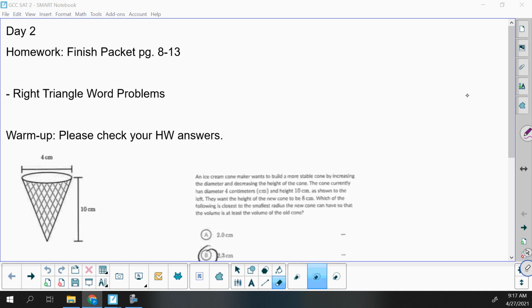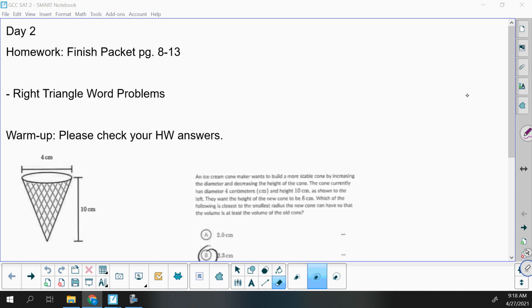Welcome to day 2 of our SAT problems that involve geometry, things that we have seen this year. Your homework will be to finish pages 8 to 13 in the packet. We're going to do in this video all the way through page 11. So you'll have 4 problems which are on page 12 and 13. And within this period, you should likely have time to be able to do those and then submit them.